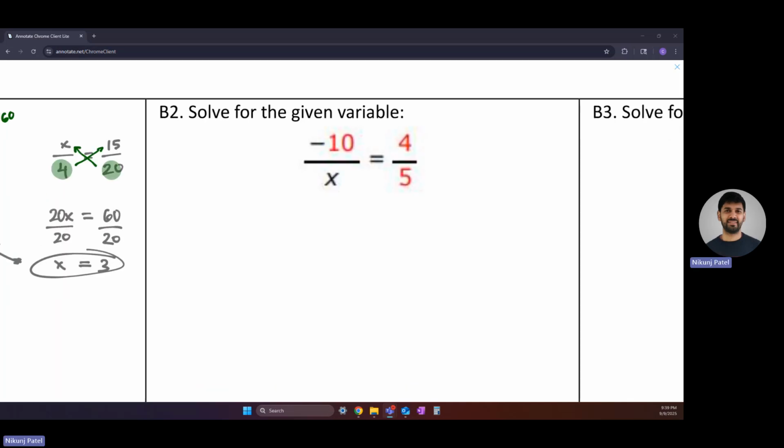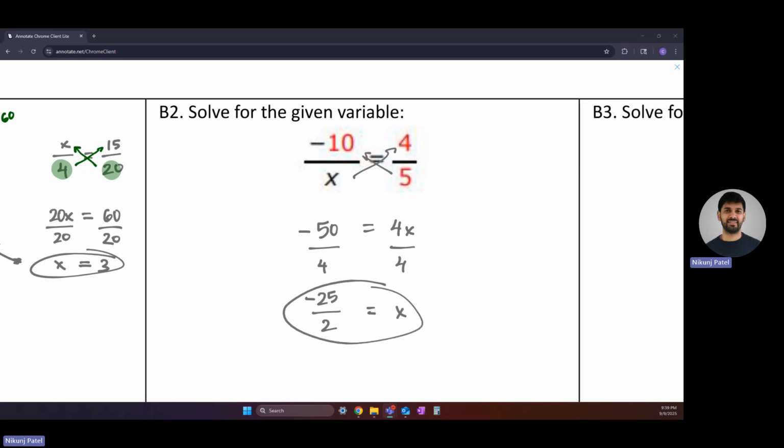Okay, so on B2, for example, we can cross multiply and get -50, which is 5 times -10, and then x times 4, which is 4x. Divide both sides by 4. And depending on the question, you may need to simplify, but you could simplify this down to -25 over 2. Or if you need to use a decimal, you can divide them in your calculator.